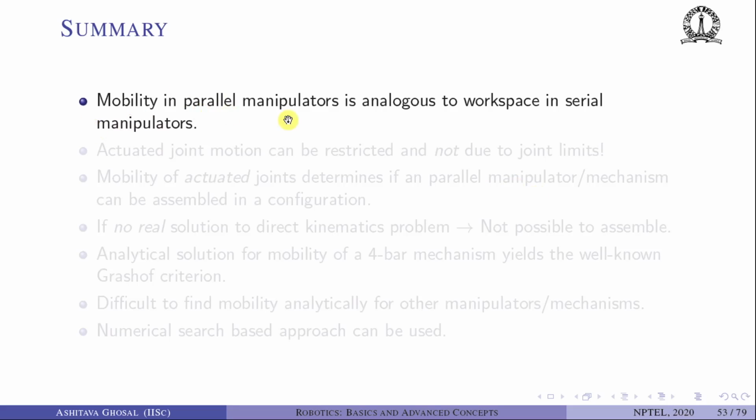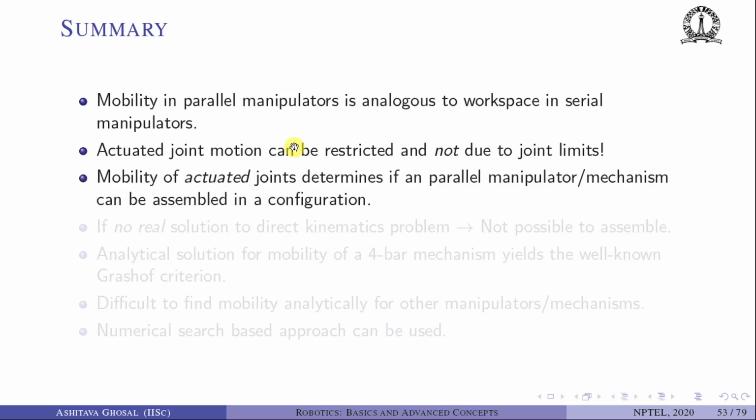So in summary, the mobility in parallel robots is analogous to the workspace in serial manipulators. The actuated joints can be restricted, and not due to joint limits. This is important: given a range of actuated joints, if I do not have real values of the passive joint variables, I cannot achieve those actuated joint variables. This has nothing to do with the joint limits in serial robots. The mobility of actuated joints determines if a parallel manipulator or mechanism can be assembled in a configuration. If I tell you the passive and active joint variables, I can assemble the parallel manipulator. But if there are no real passive joint variables, we cannot assemble the parallel robot. Just to repeat, if there are no real solutions to the direct kinematics problem, it is not possible to assemble the parallel robot.